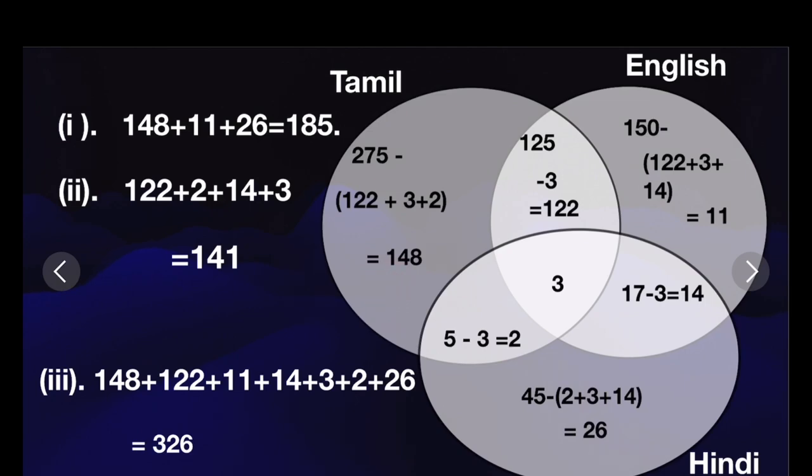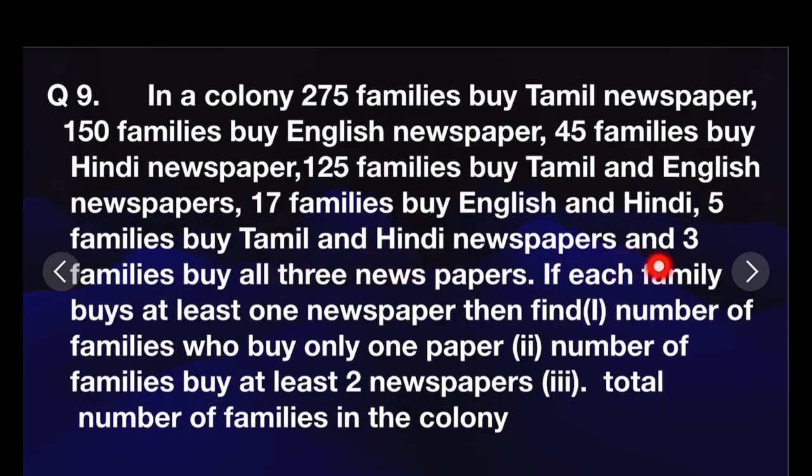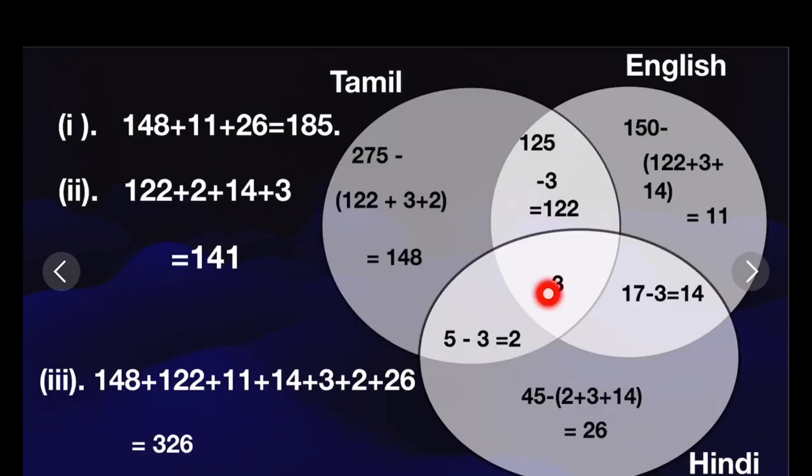Now after drawing the circles, let us fill in the values. First start with 3 families buy all 3 newspapers. Put the value 3 here. Then if you see the sum, they will say 125 people buy Tamil and English. So total 125 buy Tamil and English. So the people who buy only Tamil and English will be 125 minus 3, that is 122. Similarly, they have given the total people who buy English and Hindi is 17. So we should subtract this 3 and write 14 in this portion. Here, those people who buy Tamil and Hindi, total is 5. So subtract 3, you will get 2.